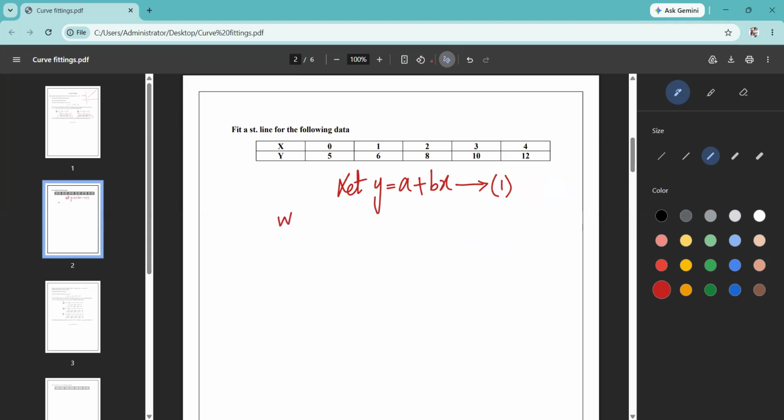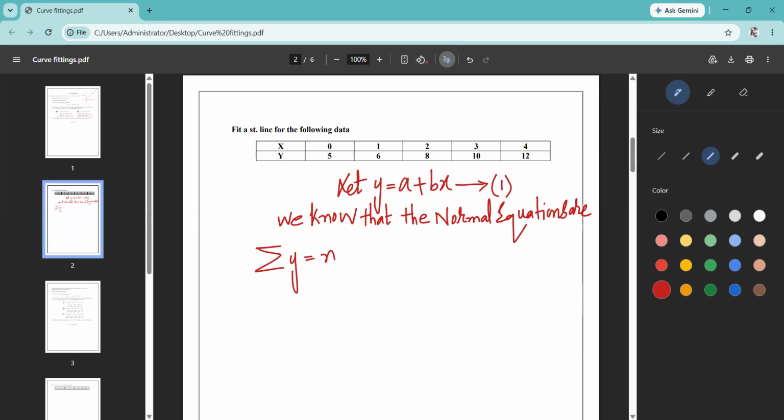So here we will write: we know that the normal equations are, look at that, what are the normal equations? Summation y is equal to na plus b summation x.